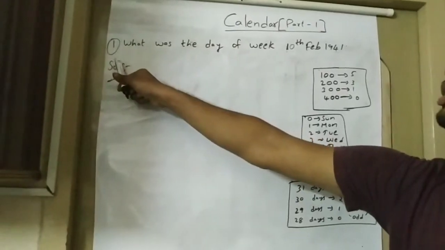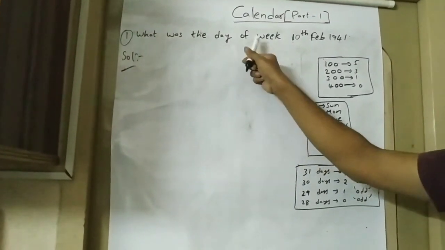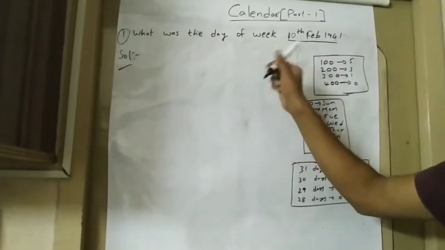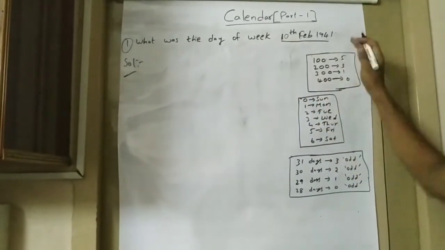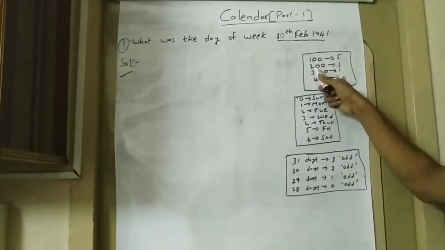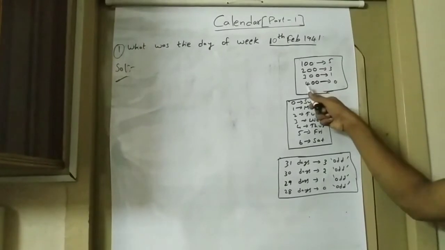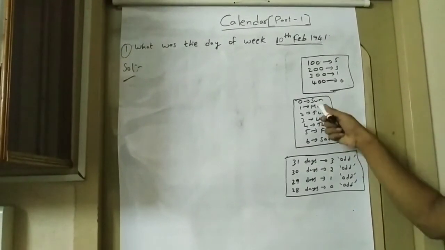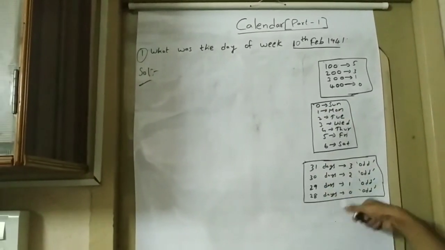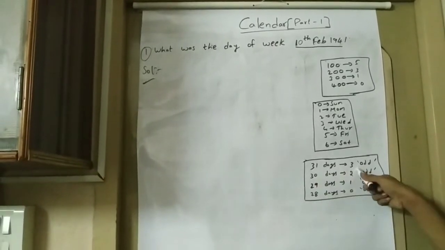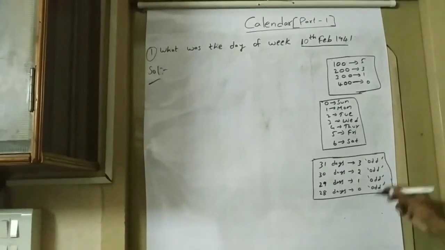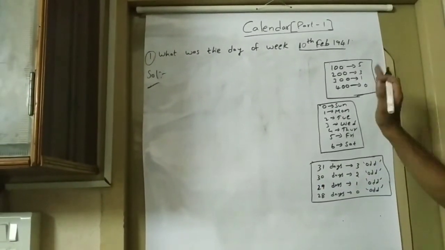Okay. So in this first question it is given: what was the day of the week on 10th February 1941? Before solving, whenever you want to calculate any calendar problem, first of all write all these things. We have already discussed it. For 100 years there will be 5 odd days, for 200 years 3 odd days, 300 years 1 odd day, and 400 years 0 odd days. The days are encoded from Sunday to Saturday as 0 to 6. For the months, a month having 31 days has 3 odd days, 30 days has 2 odd days, 29 days has 1 odd day, and 28 days has 0 odd days. First of all write all these basic things, then proceed to the problem.